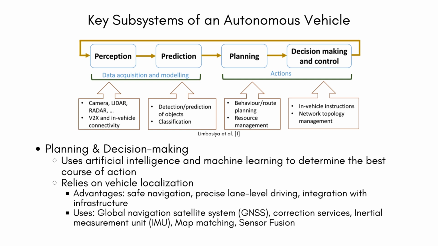Advanced systems rely on correction services that refine the raw GNSS data, improving accuracy down to centimeter level in some cases. These services can be ground-based, satellite-based, or a combination of both. Inertial measurement unit. This onboard sensor measures the vehicle's motion, acceleration, and rotation in real time, bridging gaps when GNSS signals are weak or unavailable.